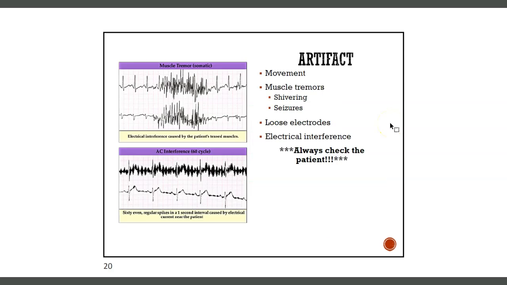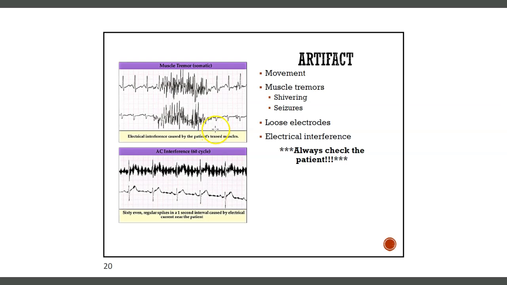Alright, so I know these waveforms look very intimidating, but these are actually called artifacts. Artifacts are a result of movements. They're actually not dysrhythmias. They're from movements, maybe from shaking if your patient is shivering or has seizures, or maybe the electrodes are loose, so it's not picking it up correctly. It will show this, and again, it may look kind of intimidating and worrisome, but this is really not cardiac related.